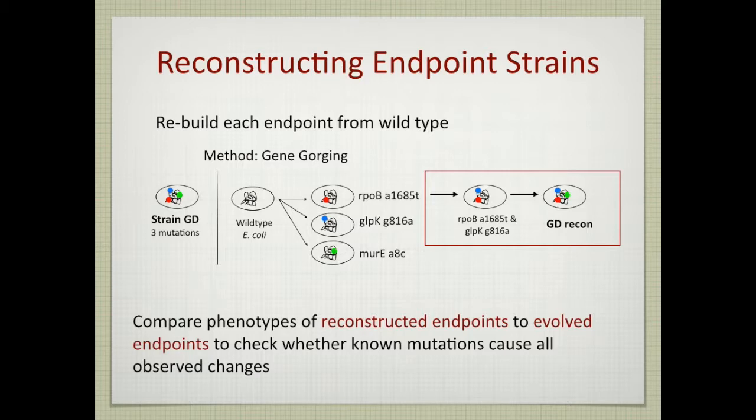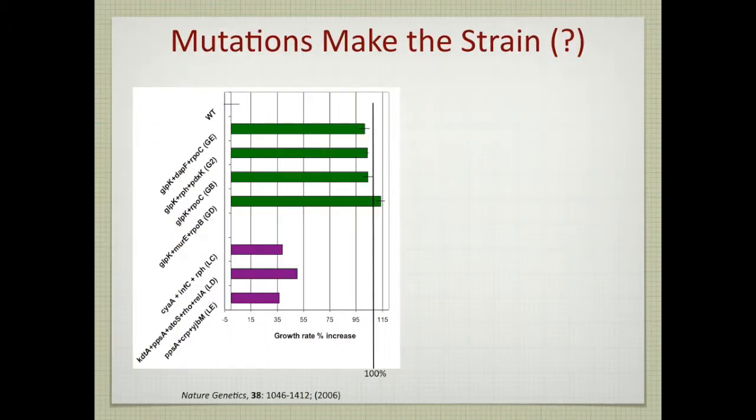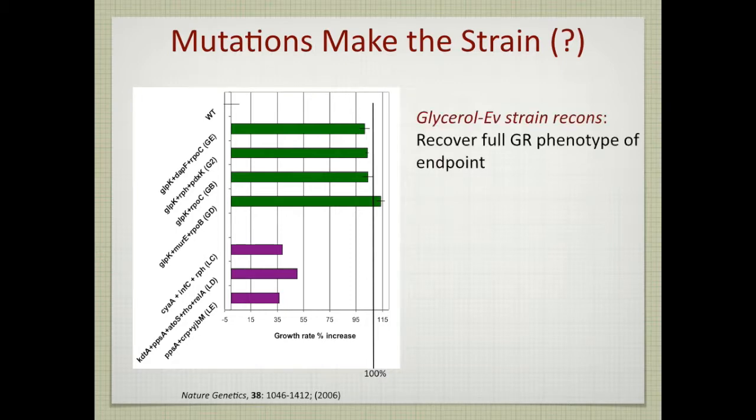So when you do that, you may fully reconstitute the growth rate of the endpoint. So that happens with the glycerol evolution, where 2 or 3 mutations come up, and when you put them in, the strain grows fully as the evolved strain. The reconstructed strain and the endpoint strain grow the same way.